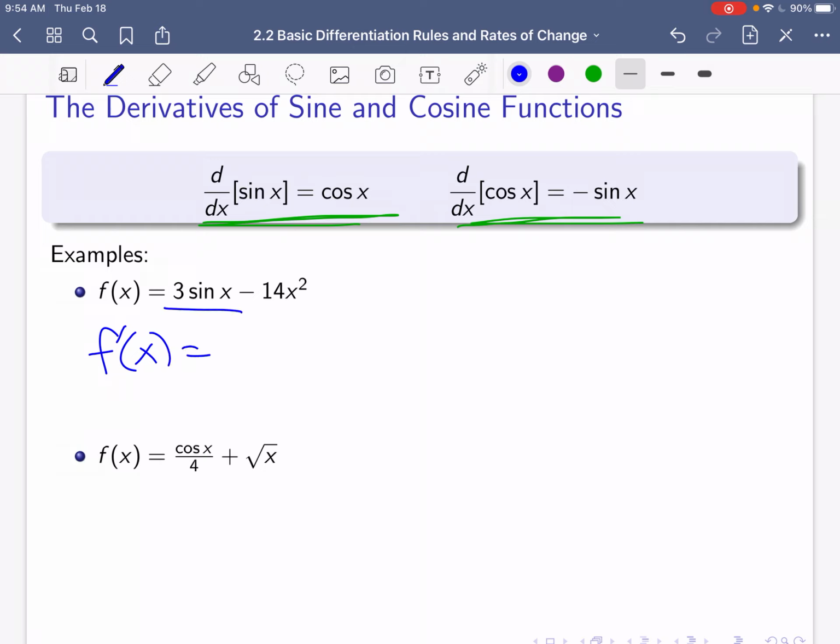we want to take the derivative of 3 sine x. We have 3 times sine x, so 3 is a constant, but it's being multiplied by a function. So when we take our derivative, it will go along for the ride. The derivative of sine from above is cosine.